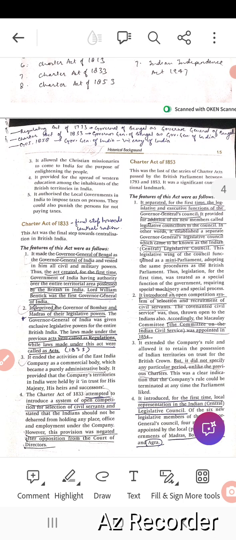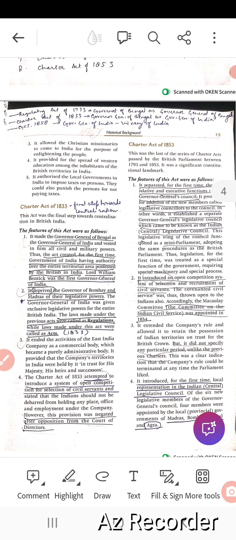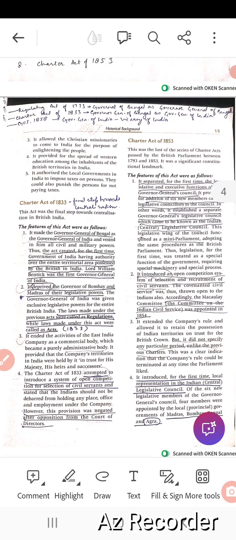Okay. Next we talk about how it authorized the local governments in India to impose taxes on persons. They could also punish persons for not paying taxes. So for the very first time the local government got the power, the authority, to impose taxes, and they also got the power to punish those persons who were not paying their taxes.